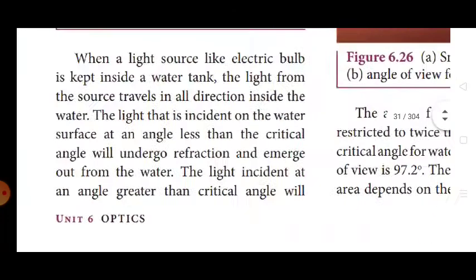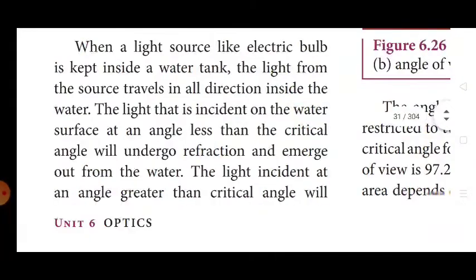When a light source like an electric bulb is kept inside a water tank, the light from the source travels in all directions inside the water. The light that is incident on the water surface at an angle less than the critical angle will undergo refraction and emerge out from the water.